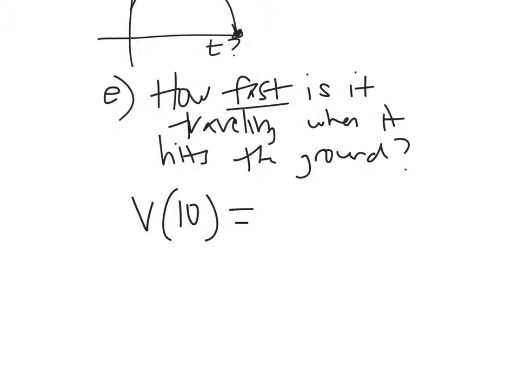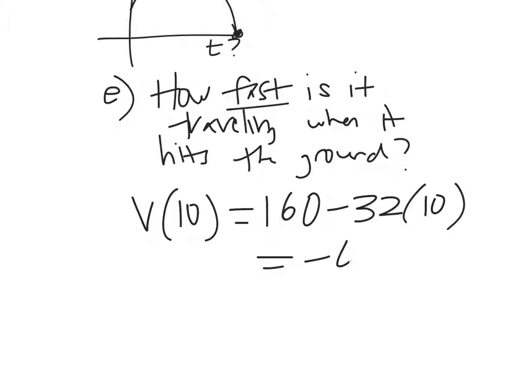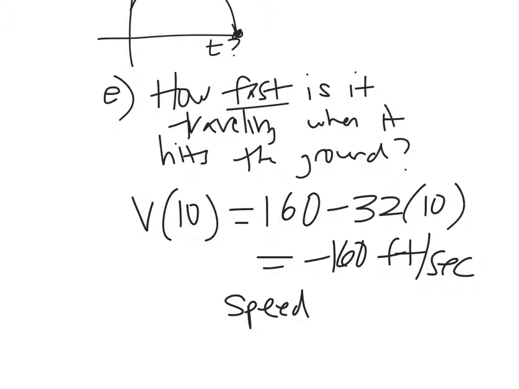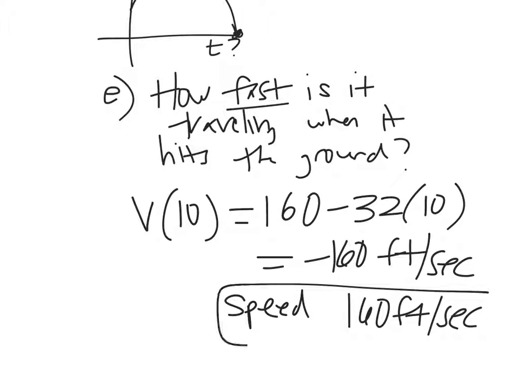So that would be 160 minus 32 times 10, which would be negative 160 feet per second. Now if I ask you for the speed, it would be 160 feet per second. You would take out that negative because speed's always positive. It's pretty fast.